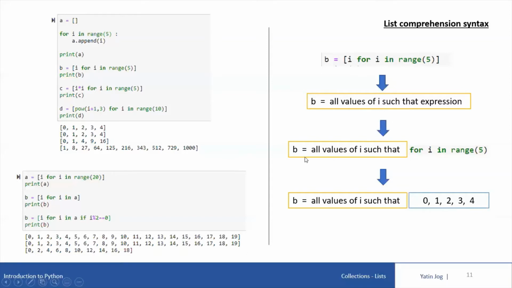So this will be executed as B is equal to all values of I such that it will execute this for loop and it will take all the values of I after execution of the for loop. So if I execute this for loop for I in range 5, what are the possible values of I? It will take 0, 1, 2, 3, and 4. These are the possible values of I if I execute this for loop. So how is this executed? B is equal to all values of I such that 0, 1, 2, 3, 4. That means B is equal to 0, 1, 2, 3, 4. So this is how the comprehension syntax is executed in Python.